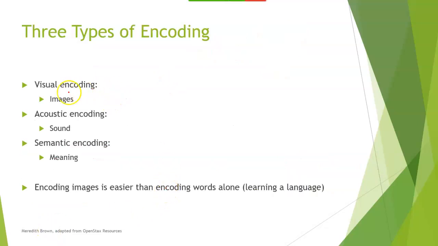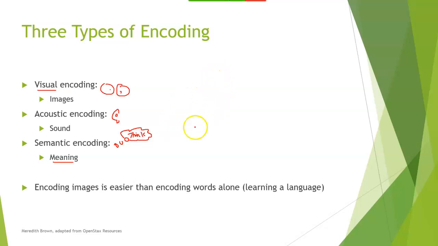So, types of encoding. You have visual, which is obviously seeing. Then you have acoustic, which is hearing. And then you have semantic, which is meaning. This one, I always like to put a thought bubble with, because if you think about it, what you think matters when you start talking about understanding and encoding information.